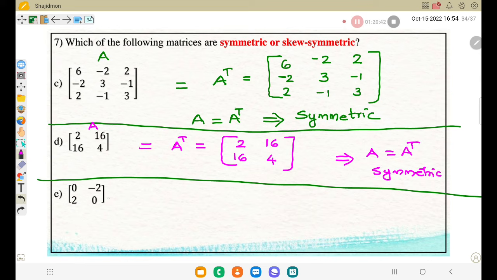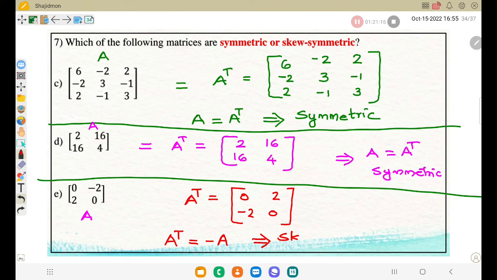Now question number E. 0, minus 2, 2, 0. So this is the A matrix. It is clear actually, the diagonal numbers are 0, but we can check. A transpose equals: first row becomes first column, second row becomes second column. Now you can check these two matrices. Both are not the same, but it is opposite. Correct? 0 and minus 2 becomes 2, 2 becomes minus 2, 0 becomes 0. So we can write, A transpose and A are not the same but minus of A, the opposite of A. That means the matrix is skew symmetric.